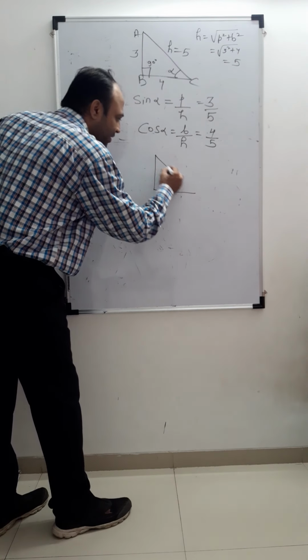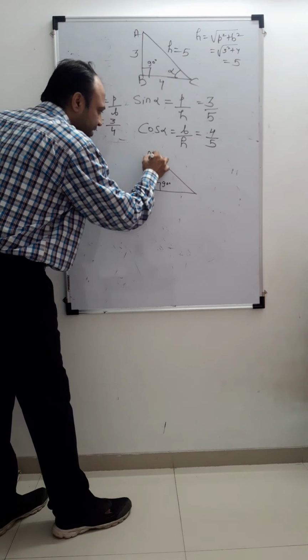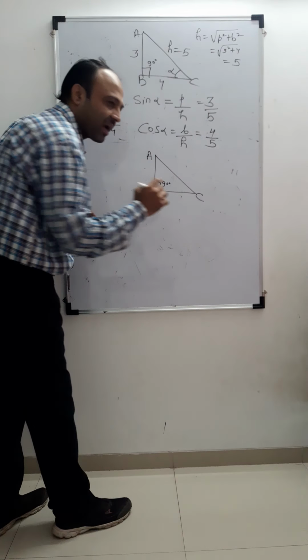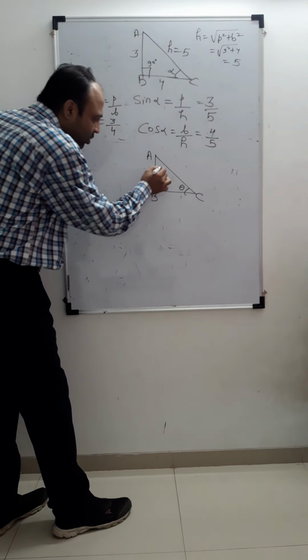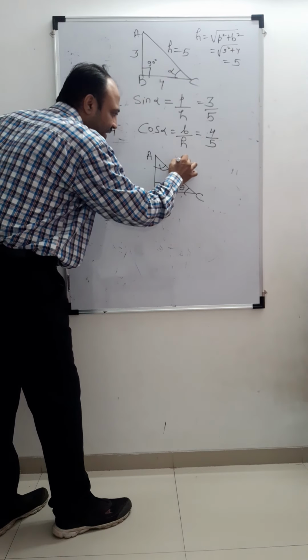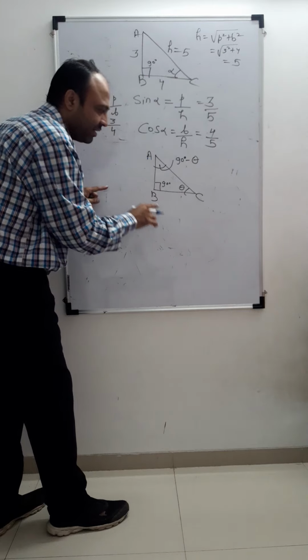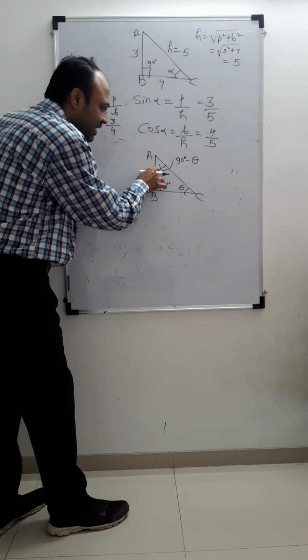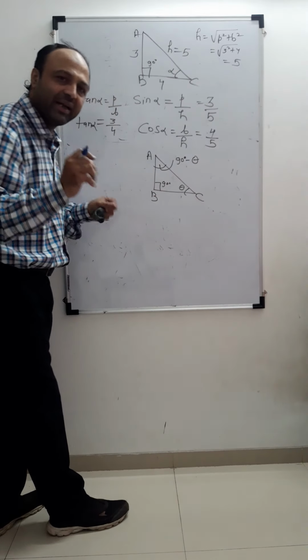See, this is a right angle triangle ABC, this is 90, and this is going to be theta angle. Then what will be the angle at A? This is nothing but 90 minus theta. See, this is 90, this is theta, so this angle should be 90 minus theta. If you add all three, you will get 180 degrees.